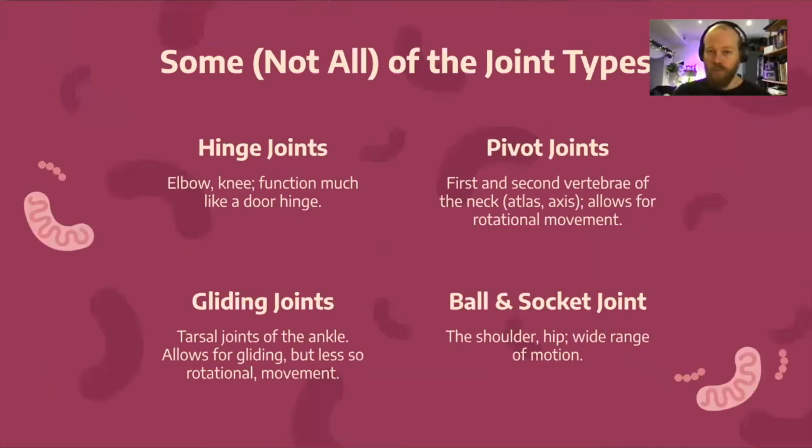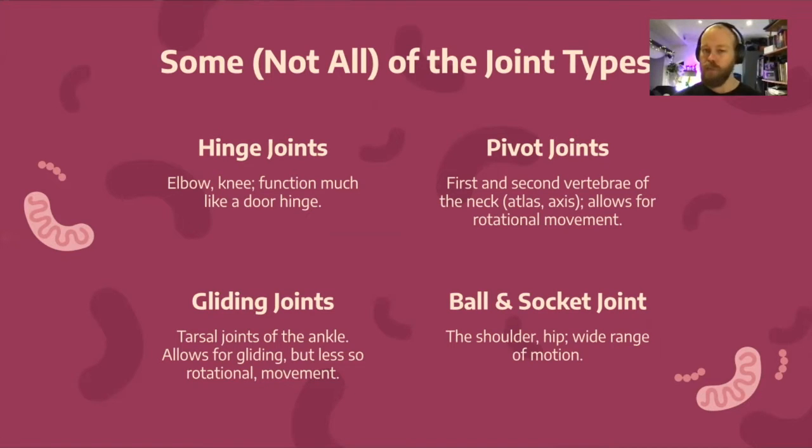So a quick rundown of different joint types. This is some, not all, of the joint types in the human body. Hinge, pivot, gliding, ball and socket. So for hinge, your example would be like the elbow or the knee. It tends to move really well in this one kind of hinging position, like a door hinge.